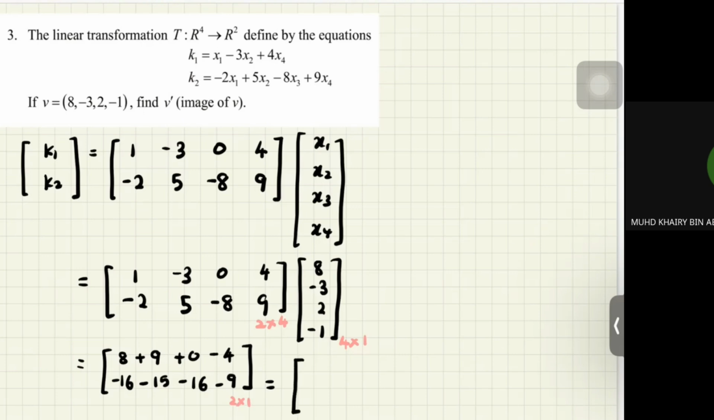So your answer will be a 2 by 1 matrix. Okay, simplify your answer. 8 plus 9 minus 4, you will get 13. And solve this second row: minus 16 minus 15 minus 16 minus 9, you will get minus 56. So this is your V prime.